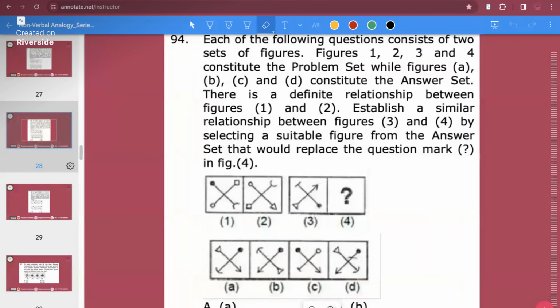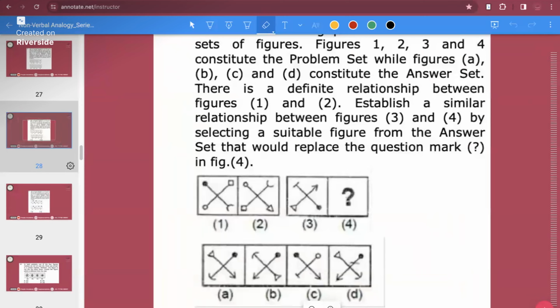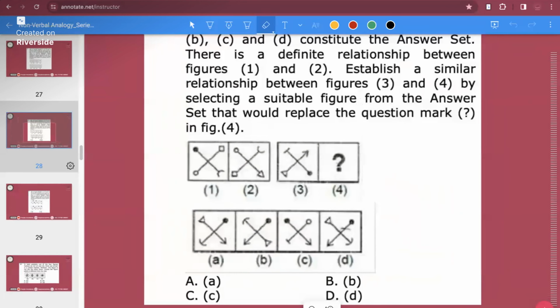You guys will be feeling like I've solved it before, sir. Come on, and here he's teaching me reasoning. No worries. Okay.